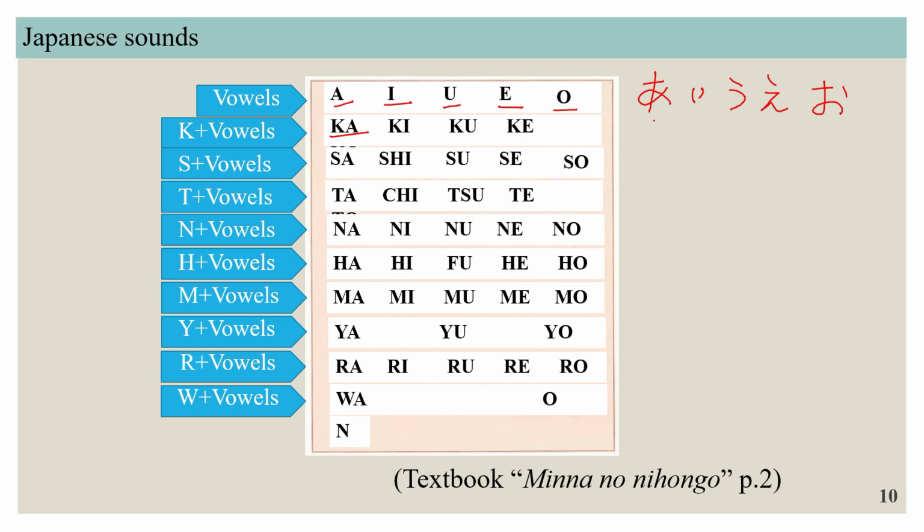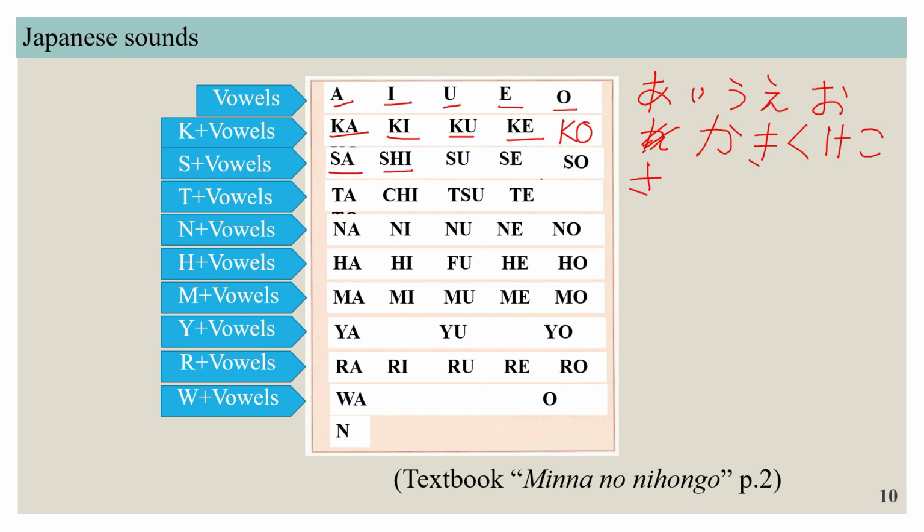Ka. In this way, we can write. Ka. Ki. Ku. Now K. And ko also. Ko. It should be here. This is ko.